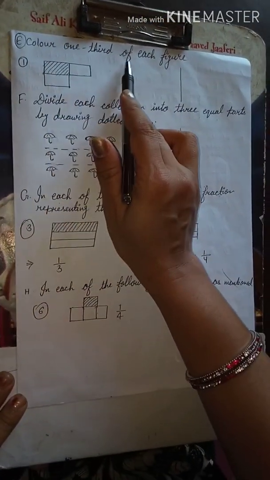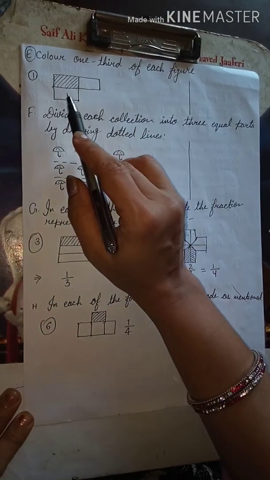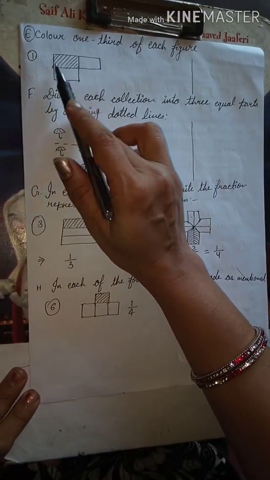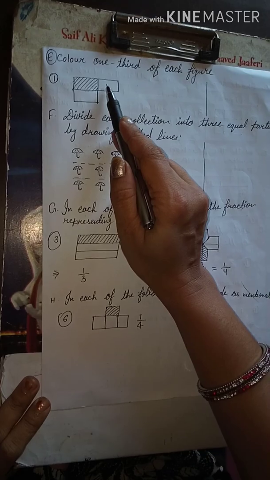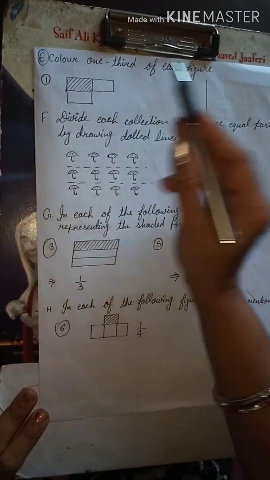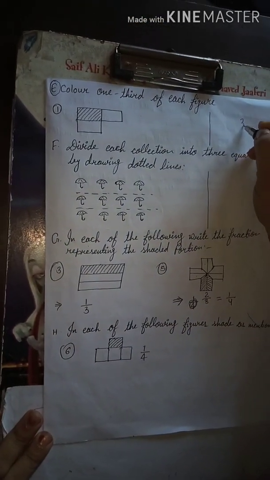Color 1/3 of each figure. First step, we have to count this figure. How many parts? Total number of parts: 1, 2, 3. So total number of parts is 3.